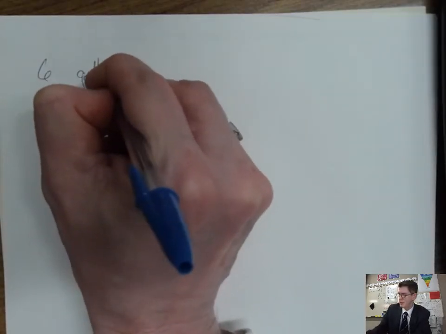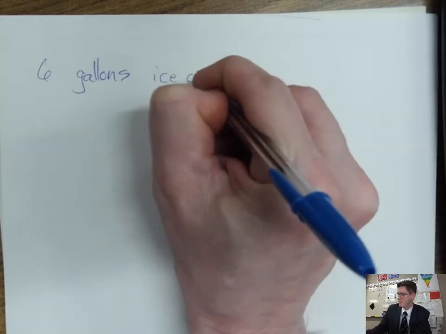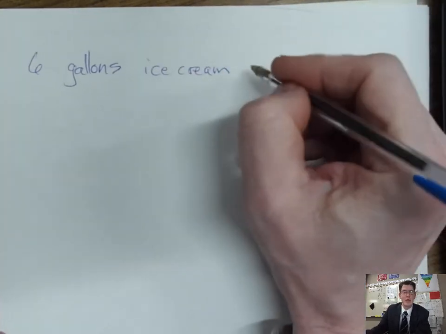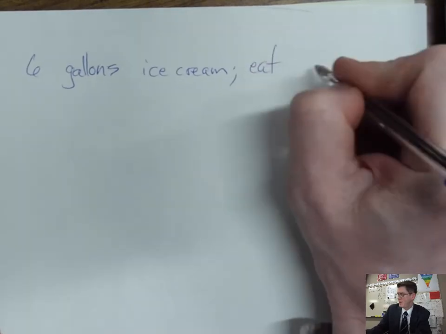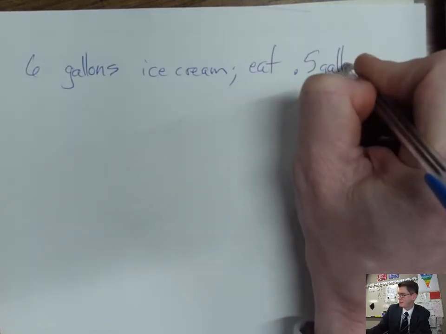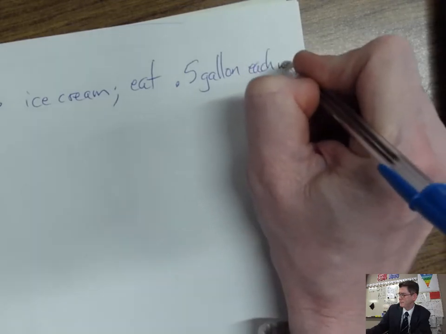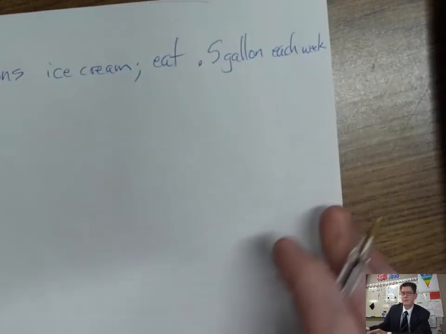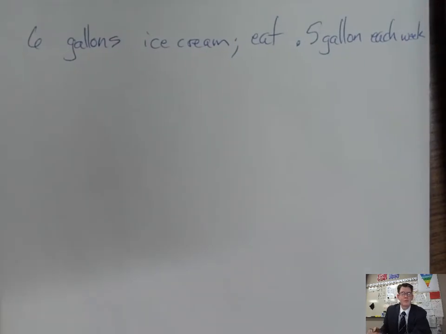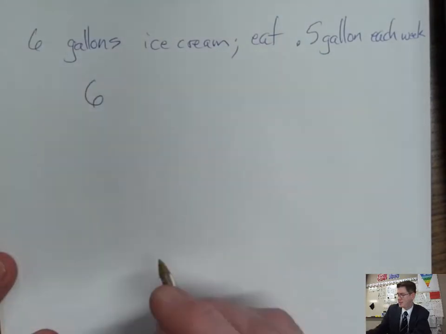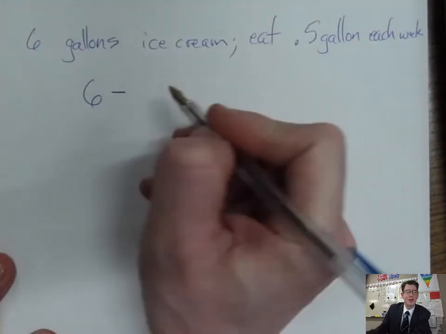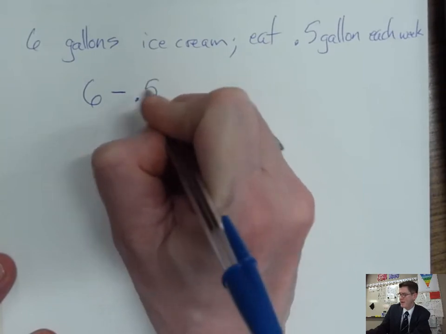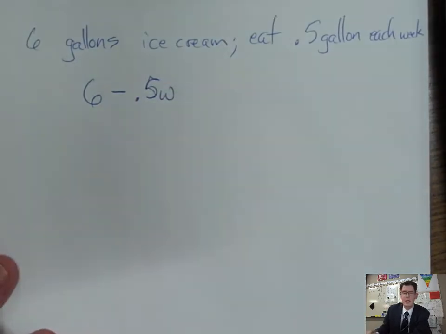Or suppose you've got 6 gallons of ice cream, and you eat half a gallon every week. Well, when are you going to be out? Let's see, 6 gallons, and you're going to take off 0.5 gallons every week.